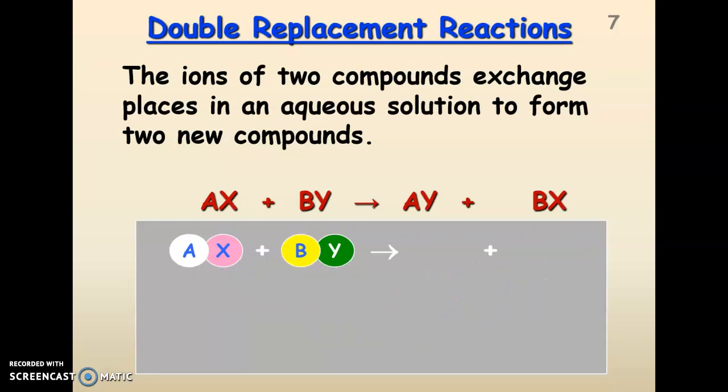Now, let's talk about what cannot happen in a double replacement. The negative ions are X and Y, and the positive ions are A and B. You would never end up with AB and XY, because positive ions are repelled from other positive ions, and negative ions are repelled from other negative ions. So the only possible combination after a double replacement is that A ends up with Y, and B ends up with X.